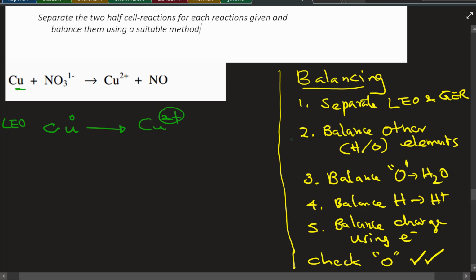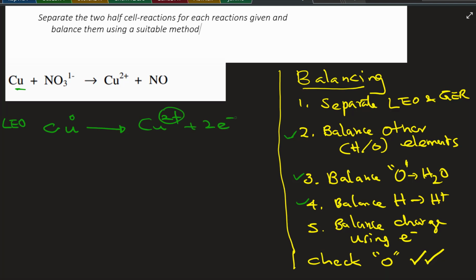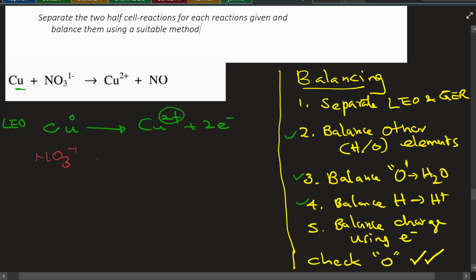So look at this one. Copper 0 goes to copper 2 plus. And so you see there's no other balancing to do. The only step is the charge balance by adding electrons. So 2 electrons to the right. It's an easy one.